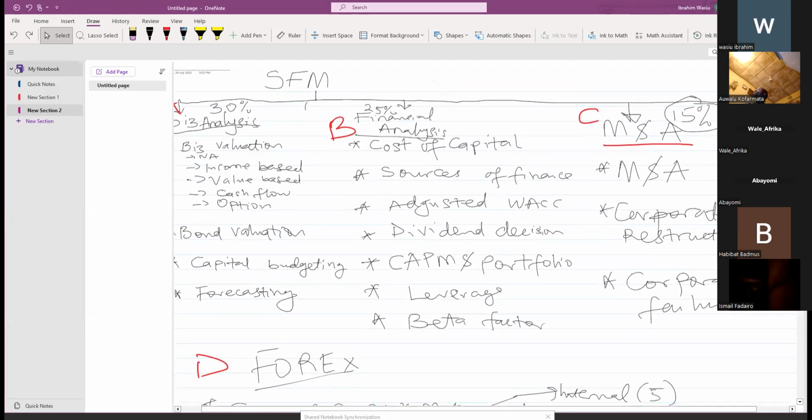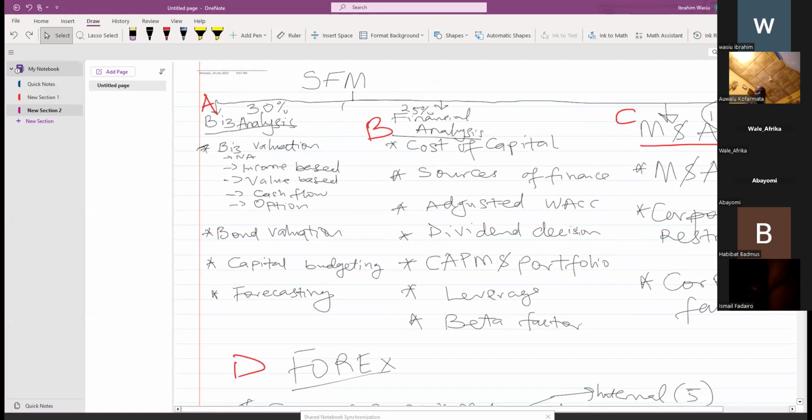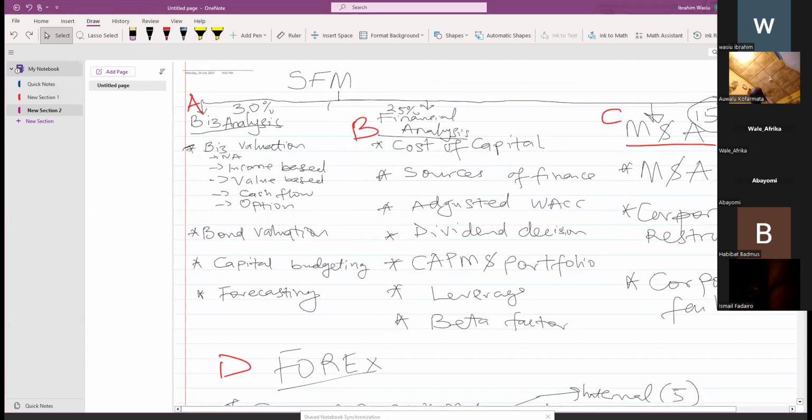Business analysis is the first aspect of the syllabus, which has business valuation. We have like 5 methods under this. Bond valuation: the calculation around that valuation is all about the cost of debt, Macaulay duration, number of bonds given a particular amount you plan investing, and YTM, the market price of the bond.